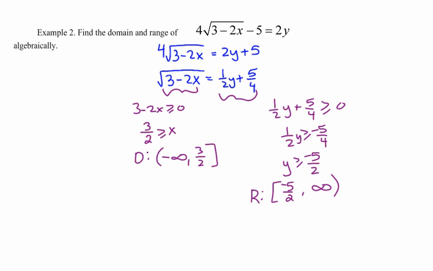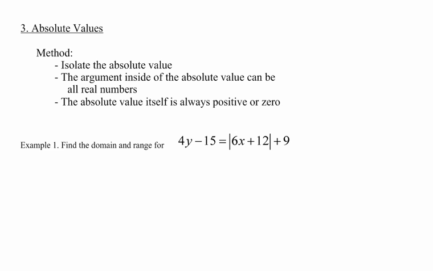No, I subtracted 5 over 4. No, but I added 2x over here and then divided by positive 2. So this, right? If you have x on this side, then it would flip. Yeah. Okay, moving on. Absolute values.